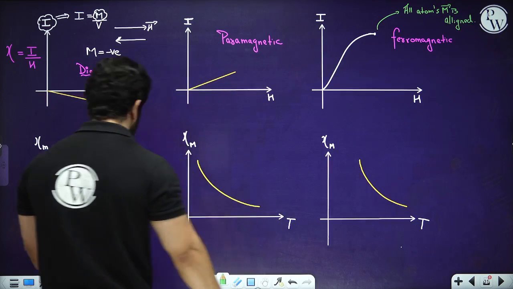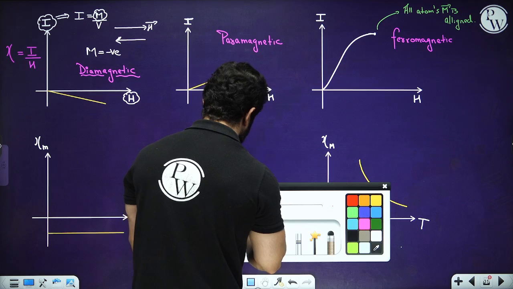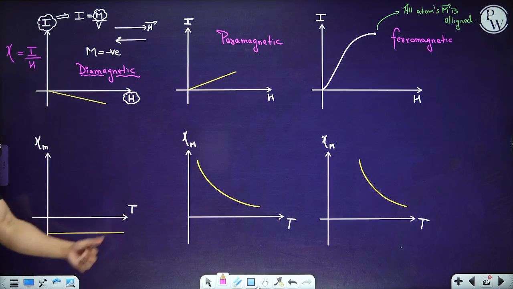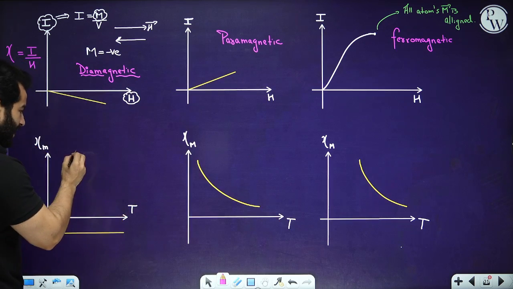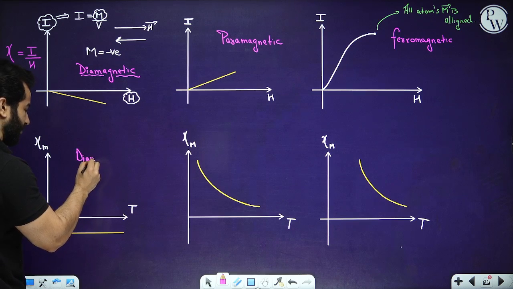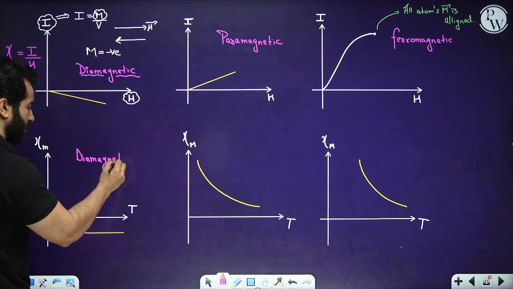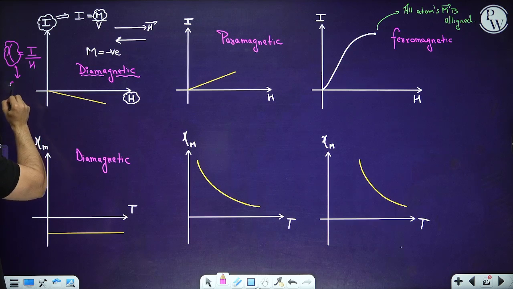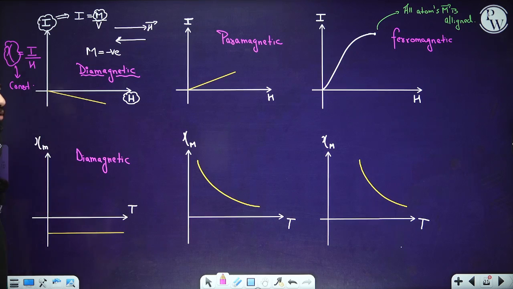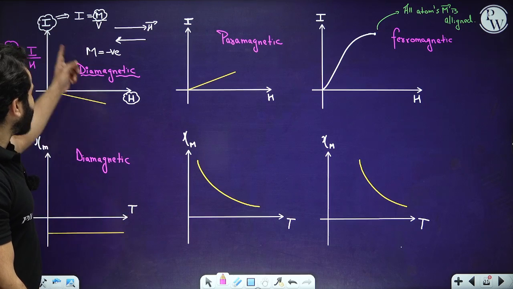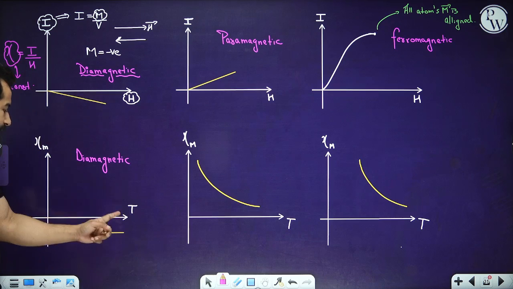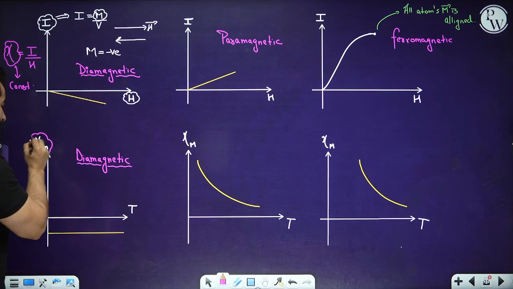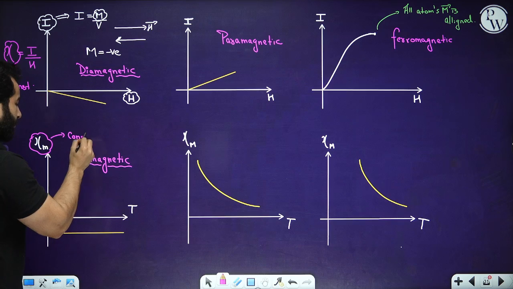Right? Acha, now we have got the graph of magnetic susceptibility and temperature. We are seeing that this is constant and negative. That means again this is going to be a diamagnetic material, small and constant. Got it? So the relation between magnetic susceptibility and temperature for a diamagnetic material is that this remains constant with respect to temperature.